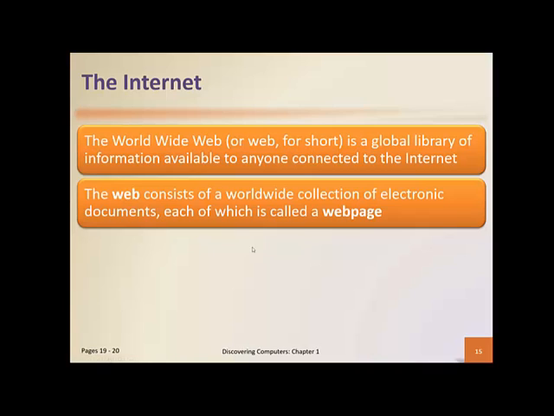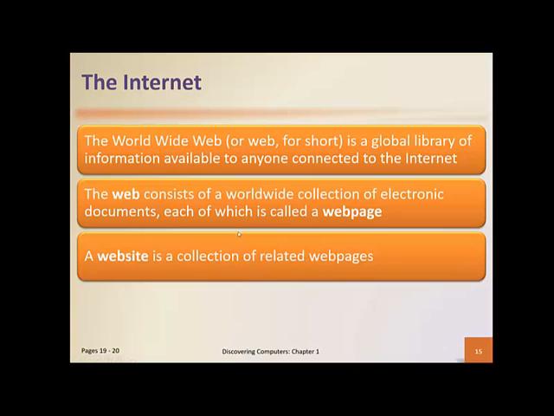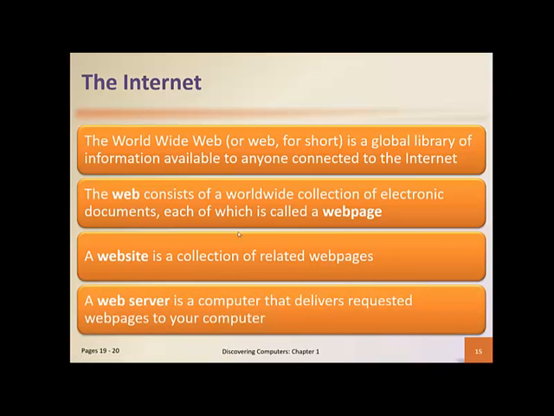It says the World Wide Web, or web for short, is a global library of information available to anyone connected to the internet. The web consists of a worldwide collection of electronic documents, each of which is called a web page. So you can go to CNN's web page, and then from that page you can go to other pages that are buried in CNN's web page. You can get the headlines, and then you can go to sports, or then you can go to weather. It says a website is a collection of related web pages. So CNN has a whole website, which is just a collection of various web pages.